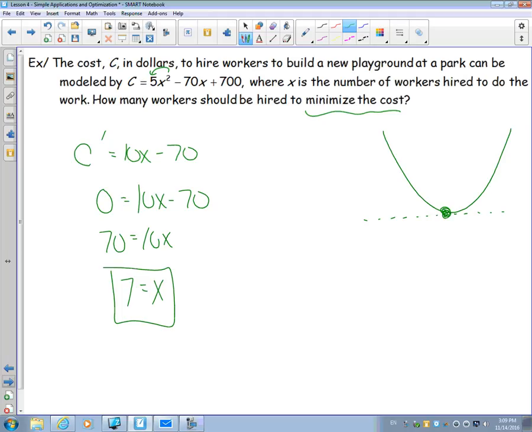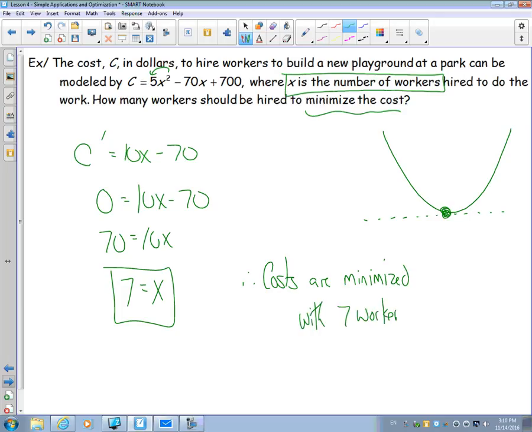Now this time we didn't ask what is the minimum cost, it just said how many workers should be hired. Well, x was the number of workers. So costs are minimized with 7 workers. And now if I wanted to figure the actual cost, I could go back to my initial equation and find the point that goes along with the 7. But I didn't ask us for that one this time.